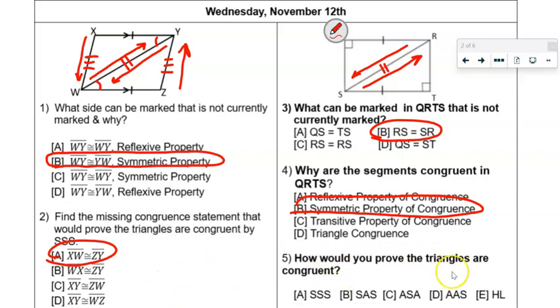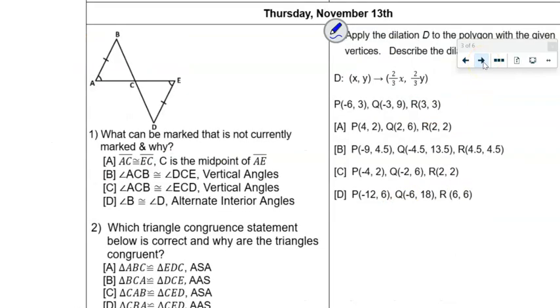Then it says, how would you prove the triangles are congruent? Okay, what do we have? Let's talk about what we have. So in this case, we have our hypotenuses, right? Those are our hypotenuses. So I'm going to put an H right there because that's our hypotenuse, right? And then we have this leg and this leg, okay? So this is HL, okay? If it's a right triangle, check and see if it's HL. That's what you should do first, okay?